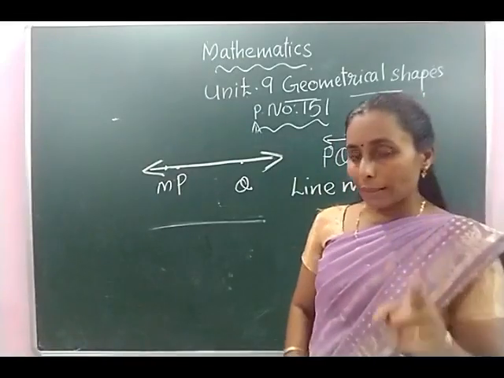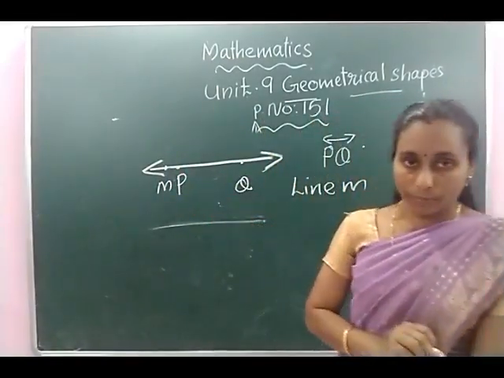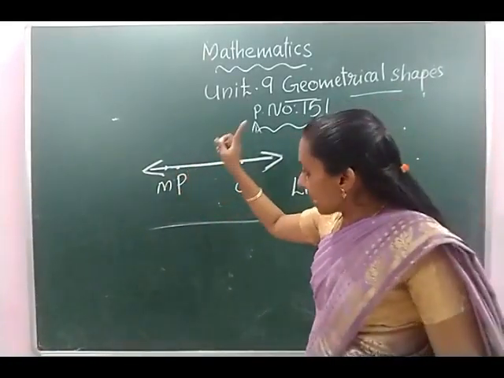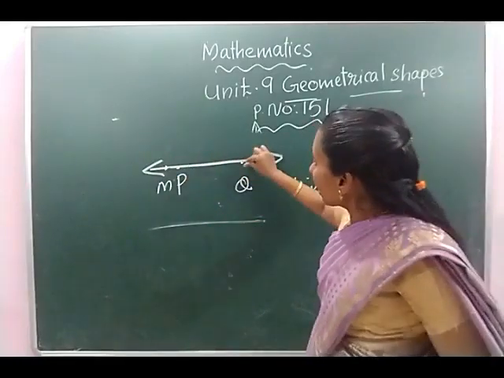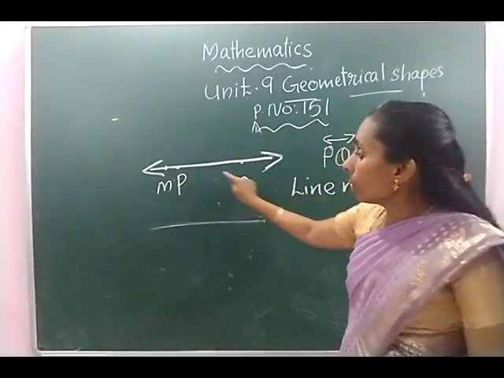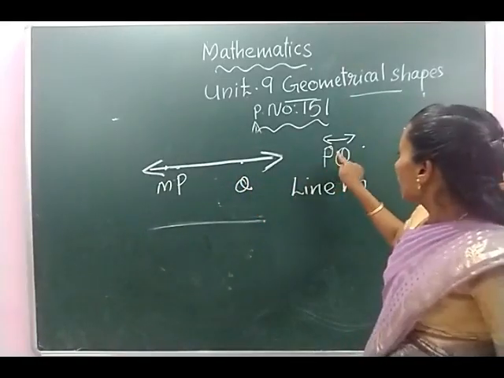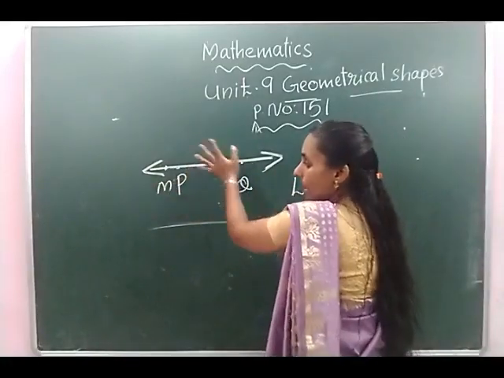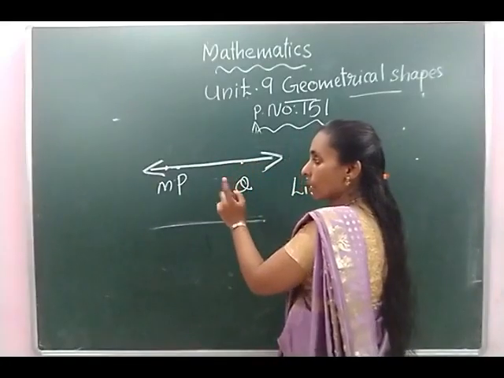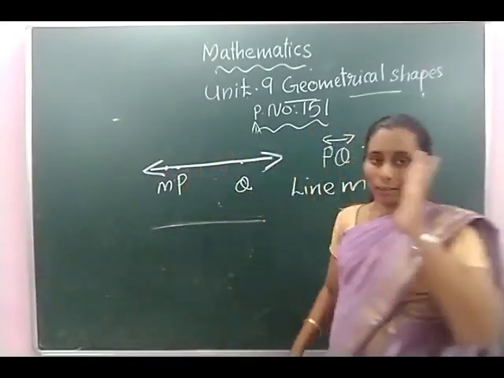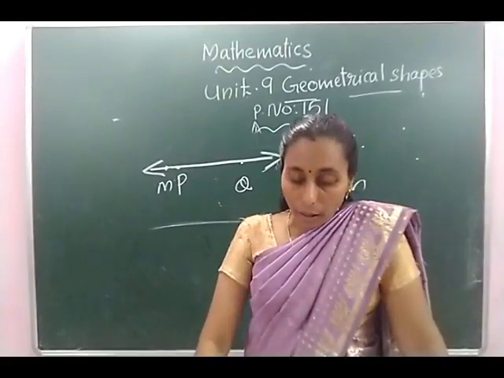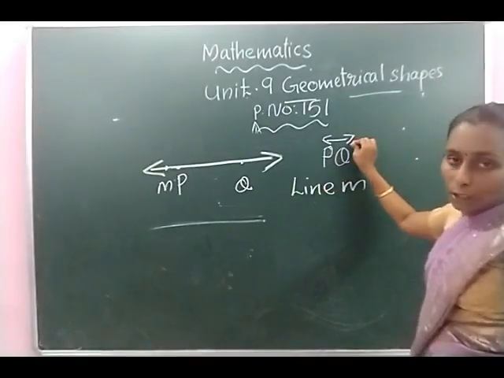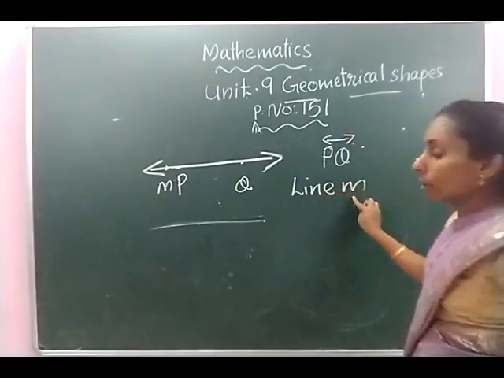If we use a small letter, we have to use only one letter, that means line m. If we use capital letters, we have to mark two points and write two letters, P and Q. That is line PQ or line m. The same line has two names. Is it clear? Two ways we can represent it: we can read it as line PQ and line m.